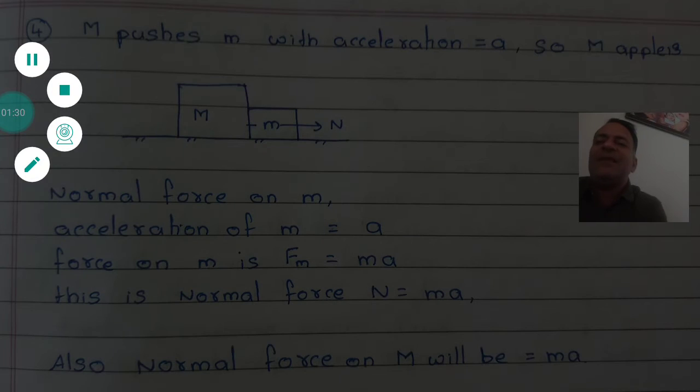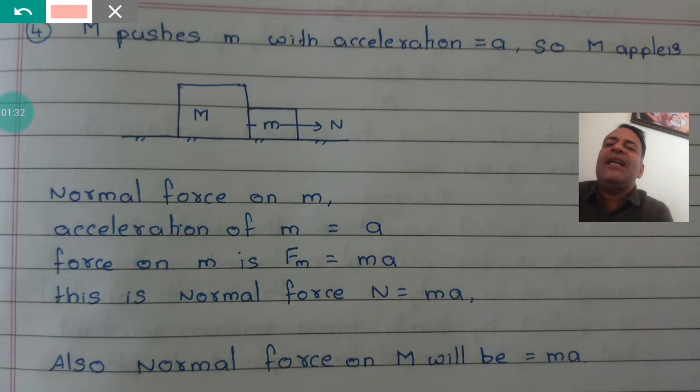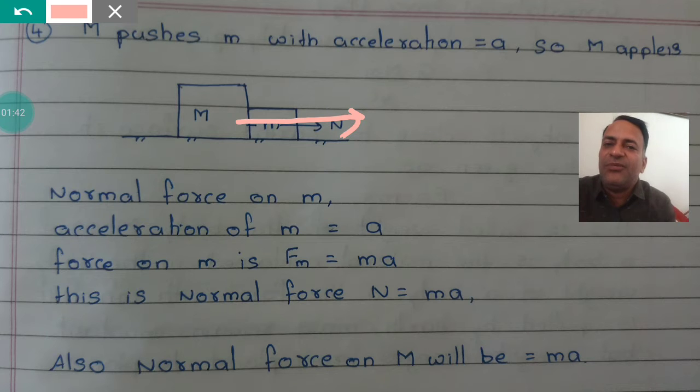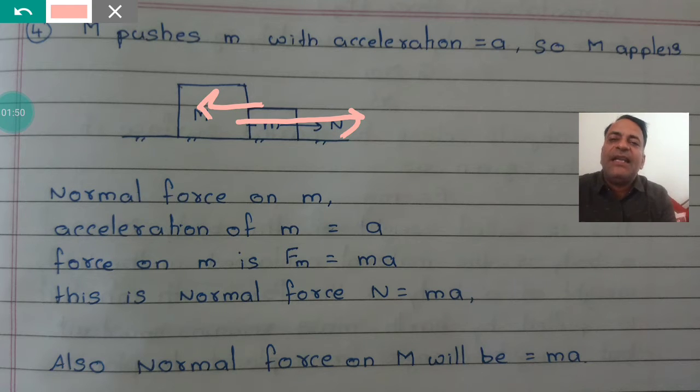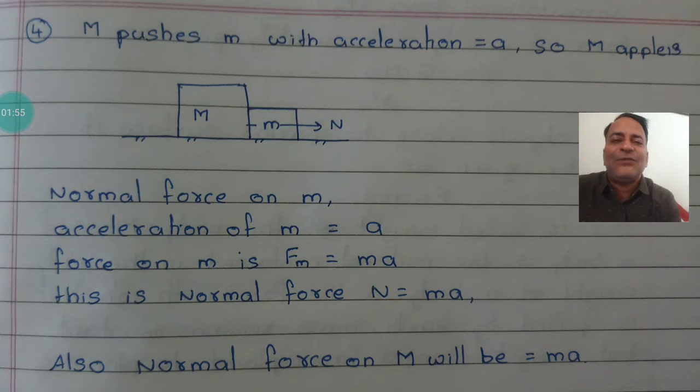Okay, I will explain this. The force applied by capital M on small m will be in this direction, and that will be normal force. Okay, for every action force there is an equal and opposite reaction force. So small m also applies some force on capital M in the reverse direction. What will be that? That will be normal reaction force. Okay, so now how to calculate this normal force or normal reaction force?